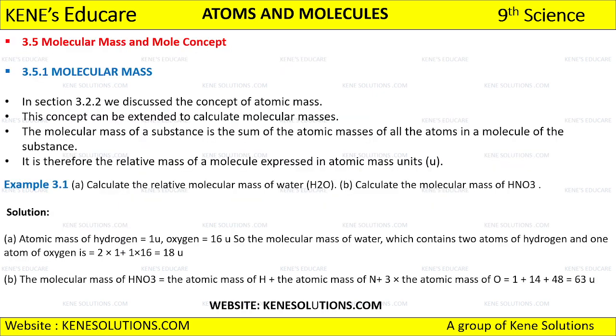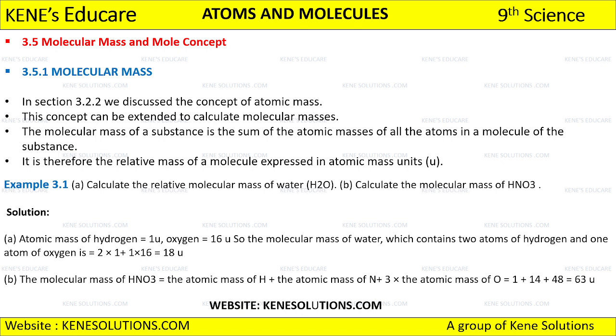After this, now we will be discussing the molar mass and the mole concept. So see, what is molar mass now? In session 3.2.2, we discussed the concept of atomic mass, where if you remember, we had some of the elements and their atomic masses were given, right? So this concept can be extended and we can calculate the molecular mass using atomic mass, okay? So the molecular mass of a substance is the sum of atomic masses of all the atoms in a molecule of the substance. What is molecular mass? Molecular mass is the sum of atomic masses of all the atoms.